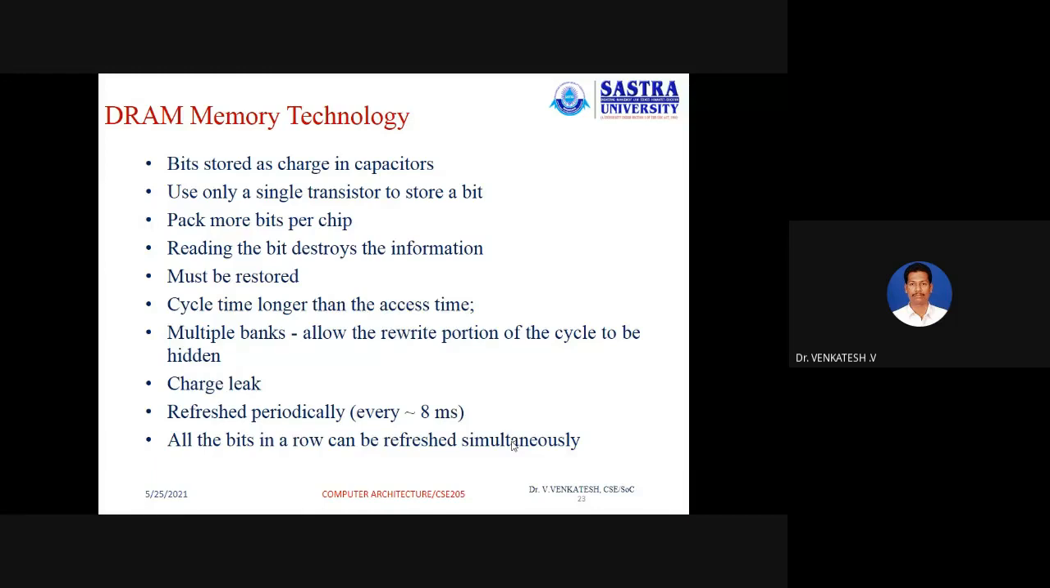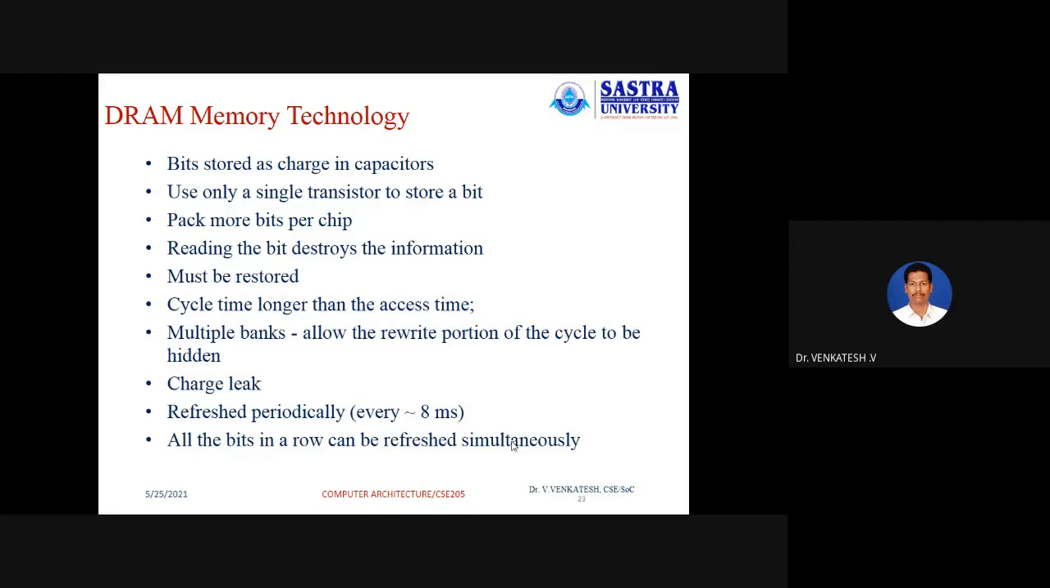Whereas in the previous case, if I want to store one single bit, I have to use 6 transistors. So in that case, the bandwidth is going to be small. Whereas in the case of DRAM, the bandwidth is going to be more, and that will be the advantage. But one important issue is, if I want to read that bit, reading it will destroy that information.